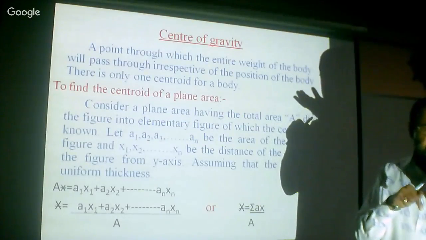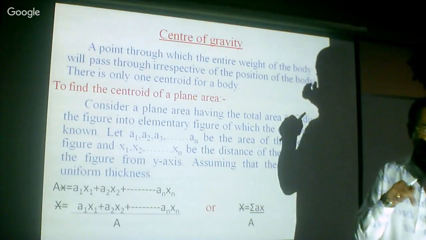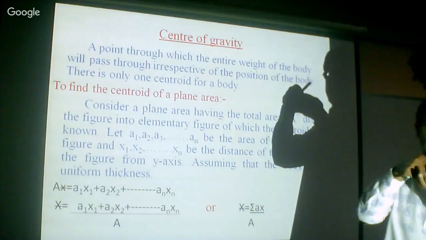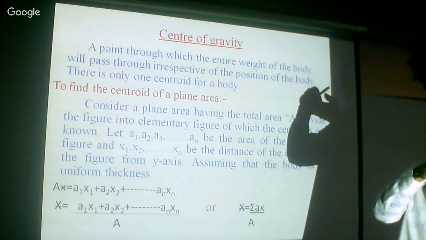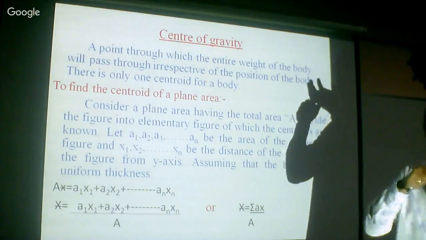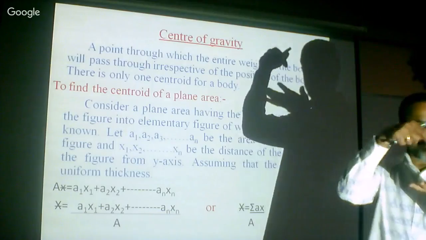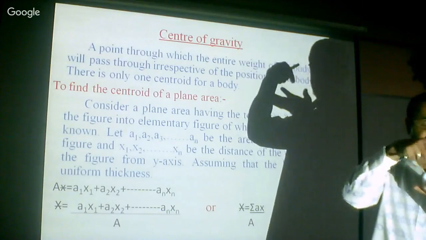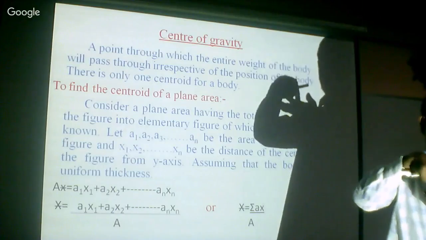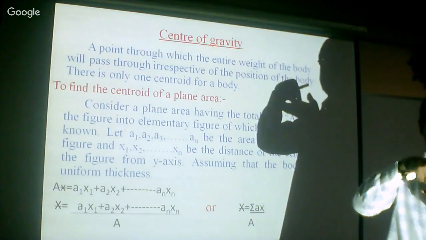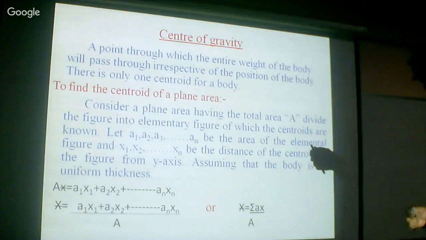Centroid is where the plane figure coincides and merges at a point. That point is called the centroid. It shrinks to one point, and that point is called the centroid. And the point through which the mass of the figure acts is called the center of gravity.